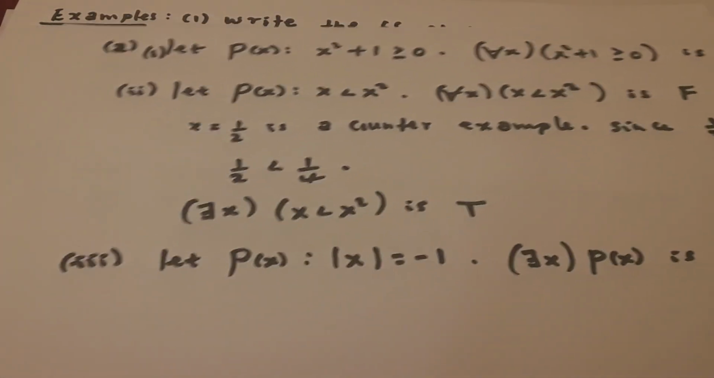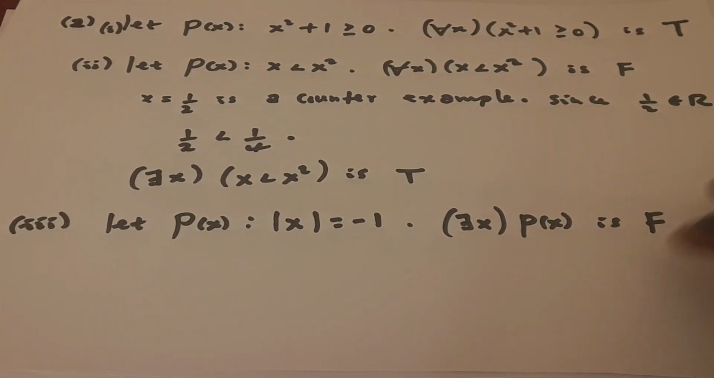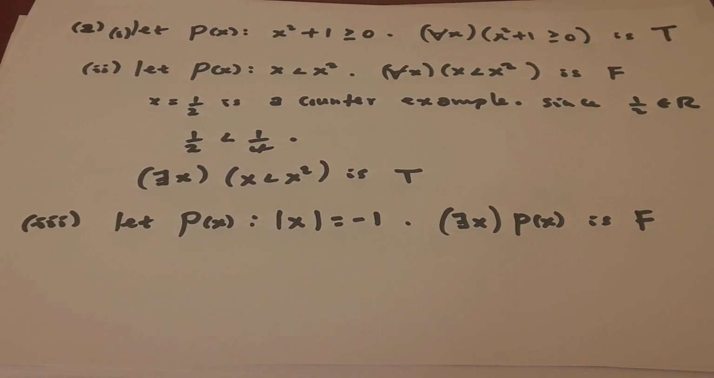Similarly, if we have P of x: x squared plus 1 is greater than or equal to 0. In this case, for all x, x squared plus 1 greater than or equal to 0 is true for any x. Whichever value you plug in for x, x squared plus 1 is positive. Again, here, P of x: x is less than x squared, for all x.